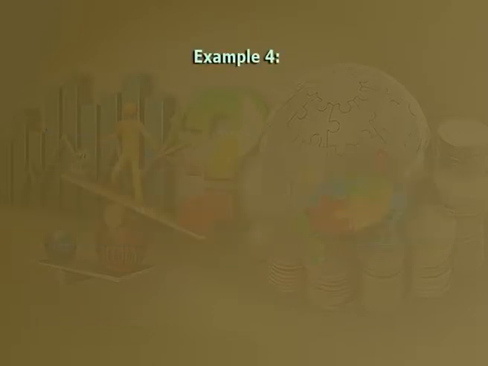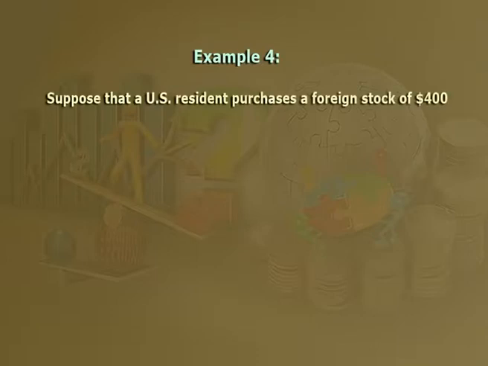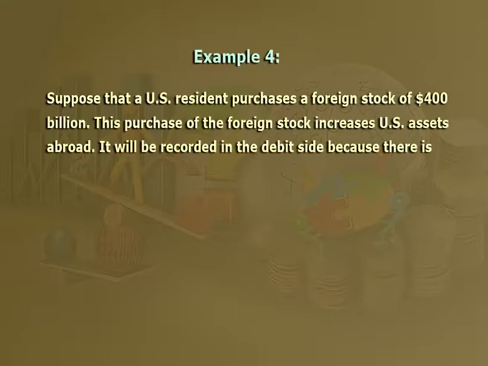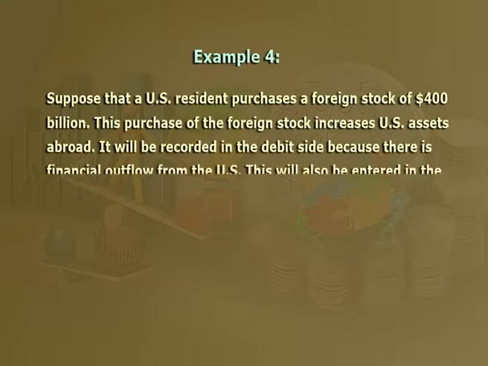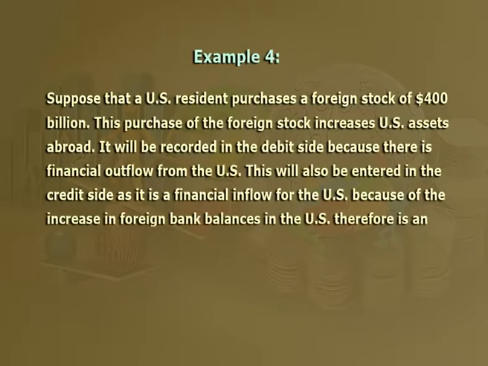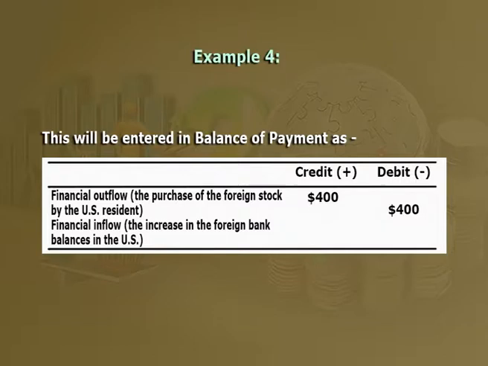Now, let us look at another example. Suppose that a US resident purchases a foreign stock of $400 billion. This purchase of foreign stock increases US assets abroad. It will be recorded on the debit side because there is a financial outflow from the US. This will also be entered on the credit side as it is a financial inflow for the US because of the increase in foreign bank balances in the US. Therefore, there is an increase in foreign assets in the US. This will be entered in the balance of payments.